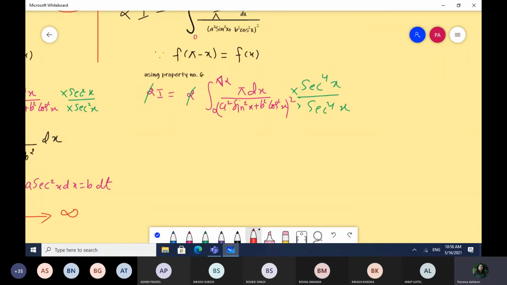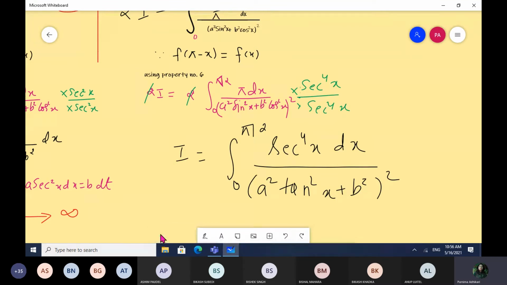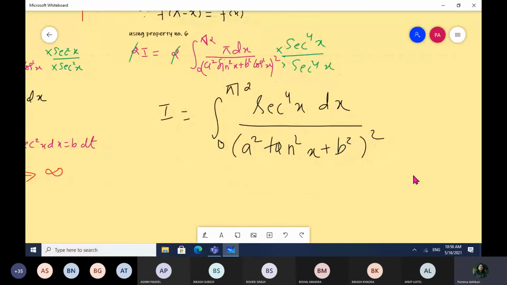In your next step, you can say I equals integral from 0 to pi by 2 of sec to the power 4x dx over, what will be your denominator? a square tan square x plus b square, whole square. Now, do you know how to deal with this problem? Have you done this problem before? I think no.